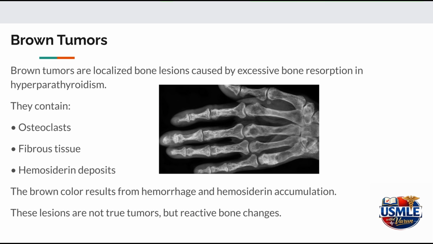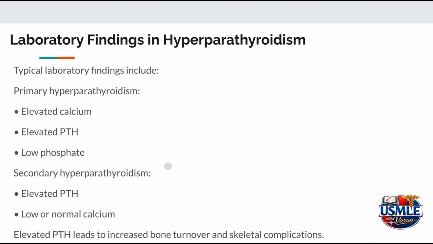Brown tumors are nothing but focal bone lesions that are seen in severe cases of hyperparathyroidism. They consist of osteoclasts, fibrous tissue, and deposits of hemosiderin. The brown coloration results from hemorrhage and hemosiderin accumulation. Despite their name, these are not true tumors, but rather reactive lesions that are caused by excessive bone resorption.